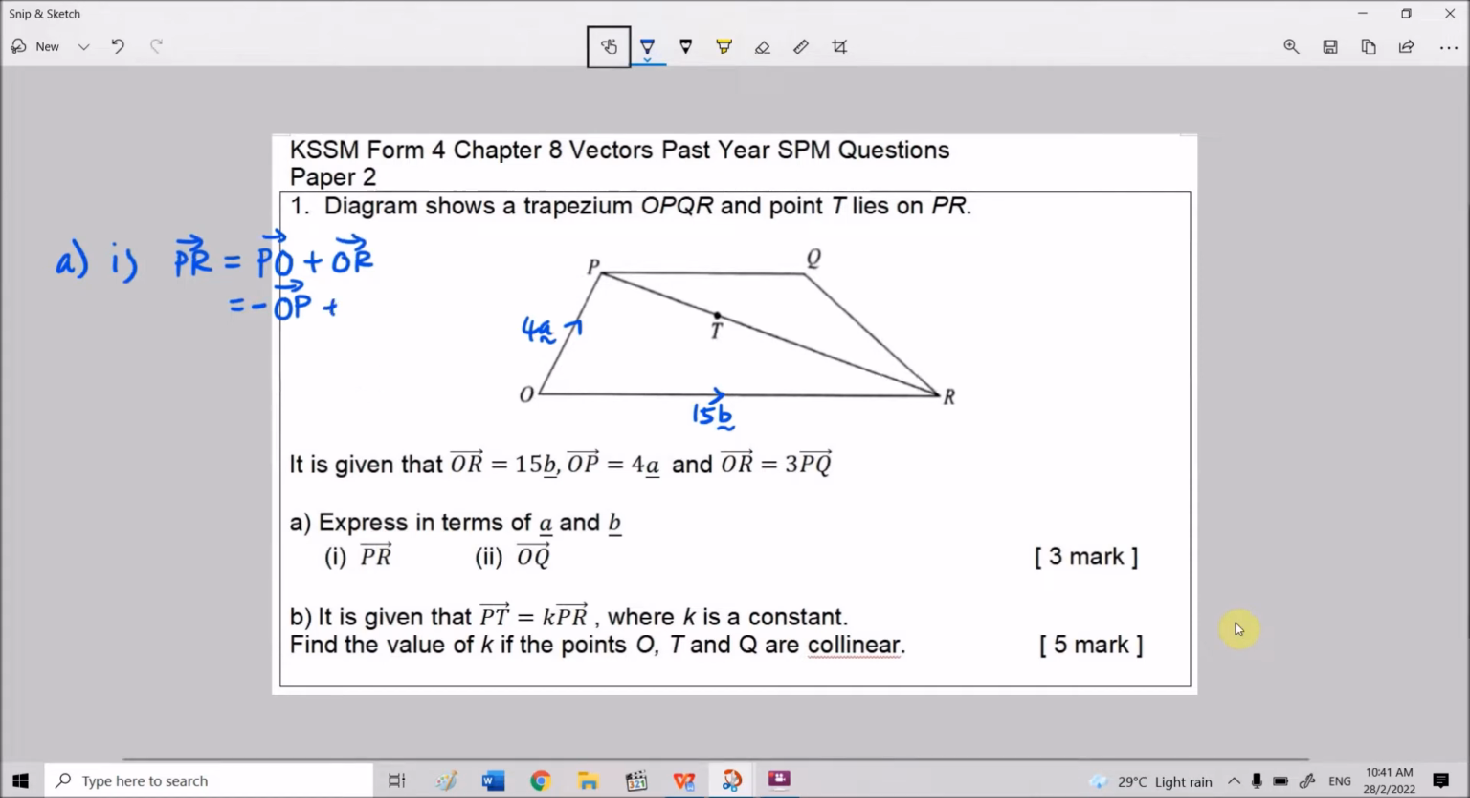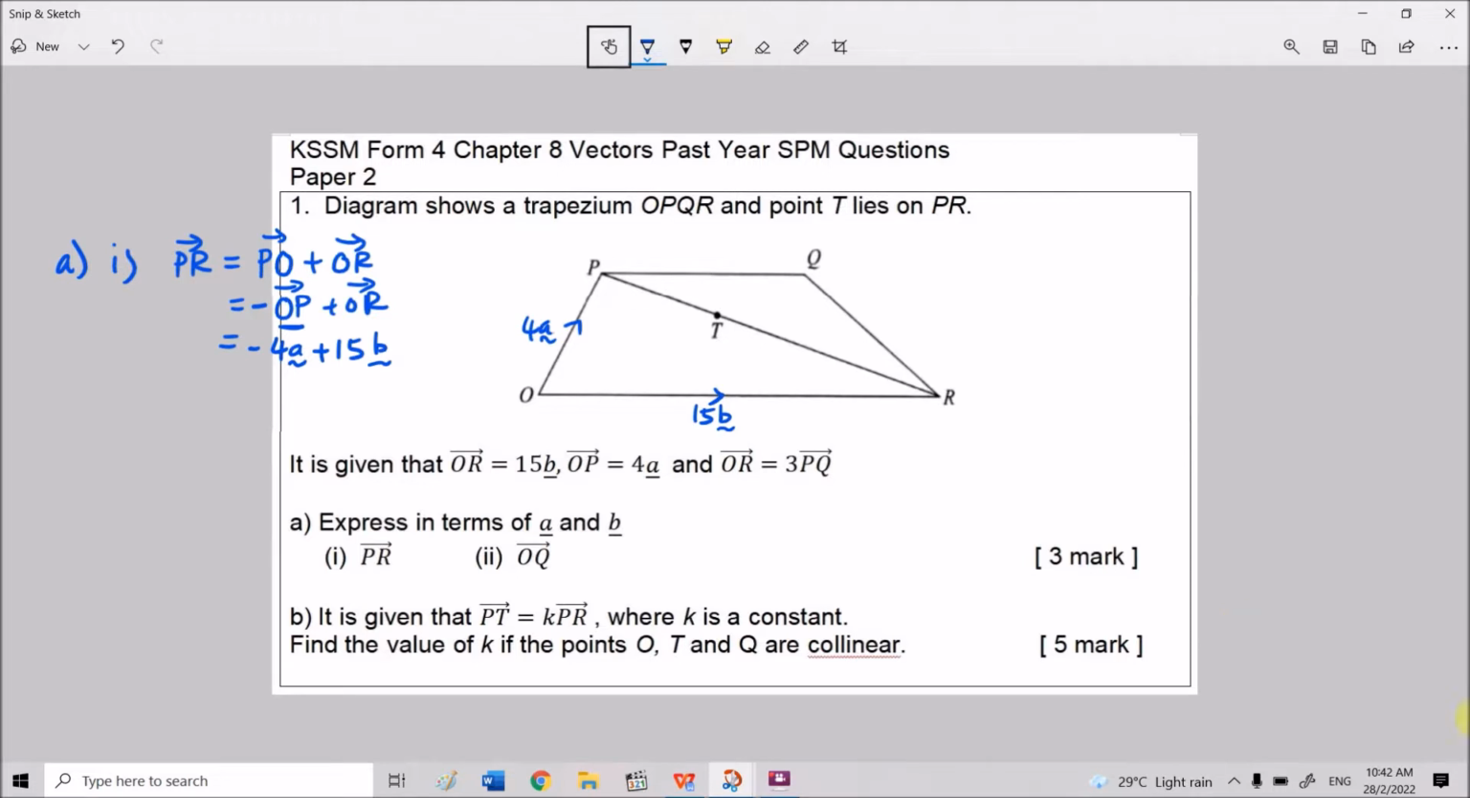Okay, so I write this again here. And now the vector OP here is 4A, this one, 4 vector A. So I can substitute or replace vector OP with 4 vector A. And then for OR, of course, we already know that vector OR is this. So we can just write this as 15 vector B.